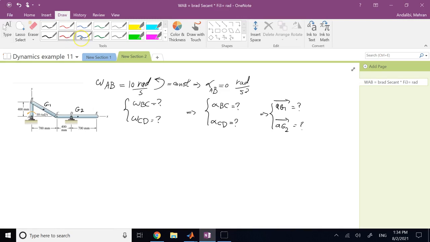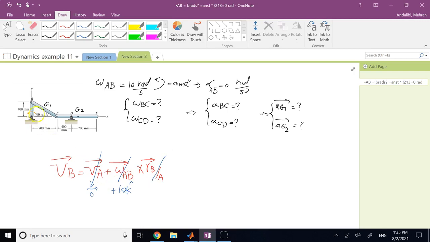So first, let's do omegas. Since I have motion at member AB, I start at member AB and I say V of B equals V of A plus omega AB cross R of B with respect to A. And I replace V of A is 0. Omega AB is going to be positive 10K. And R of B with respect to A, which is this vector going from A to B, that is 400 upward, so it's going to be 0.4J. And you carry out the cross product, you will get a negative 4I meters per second.